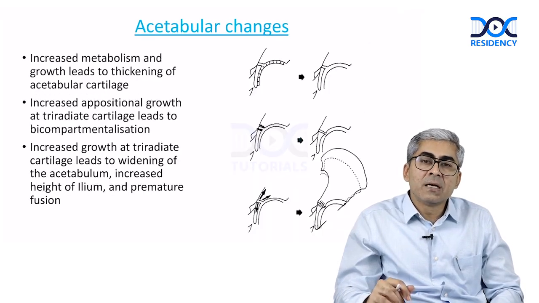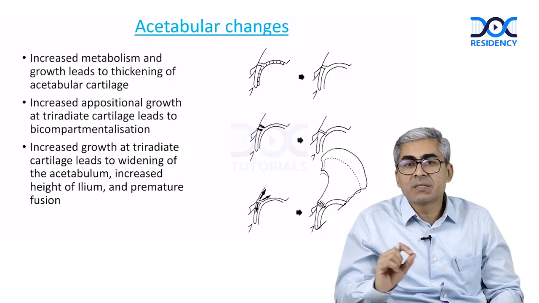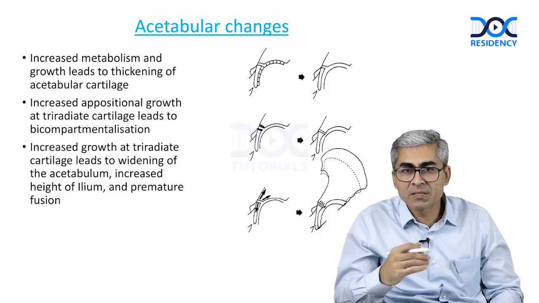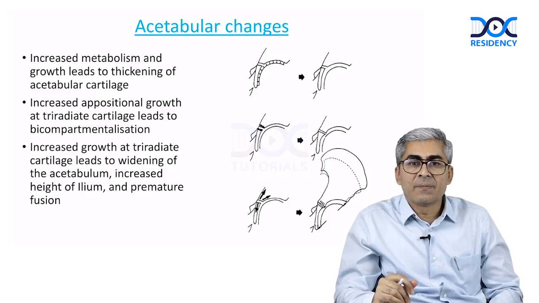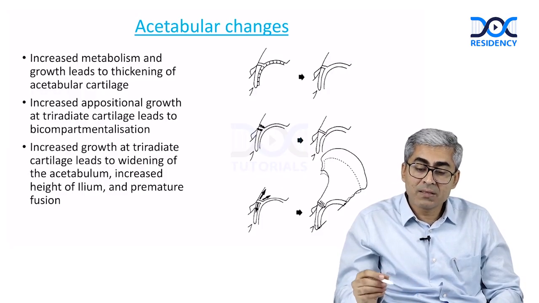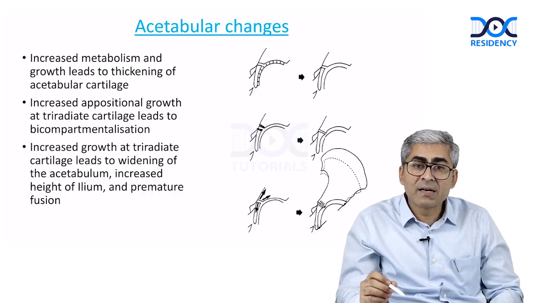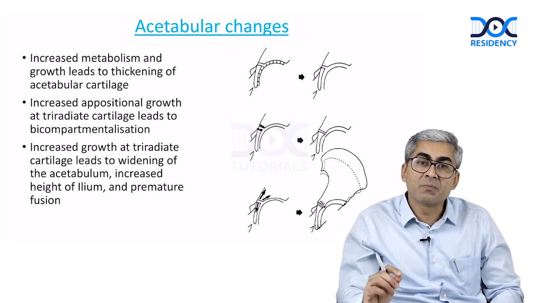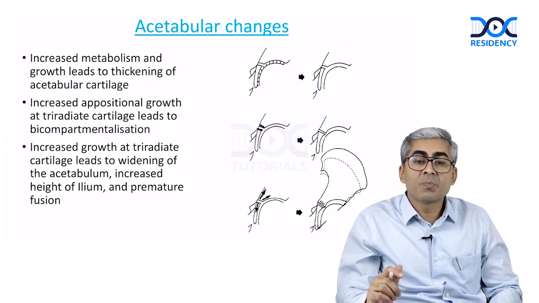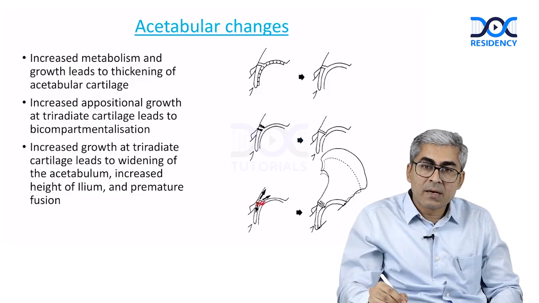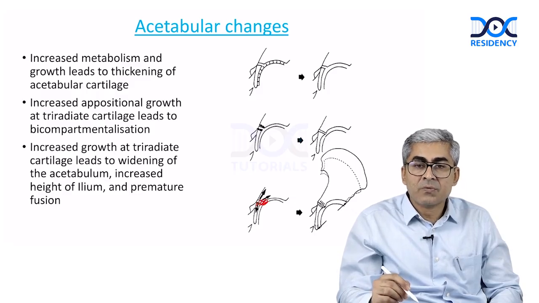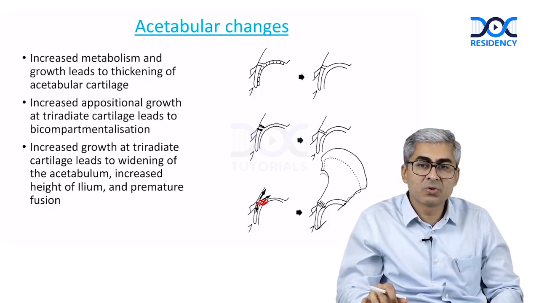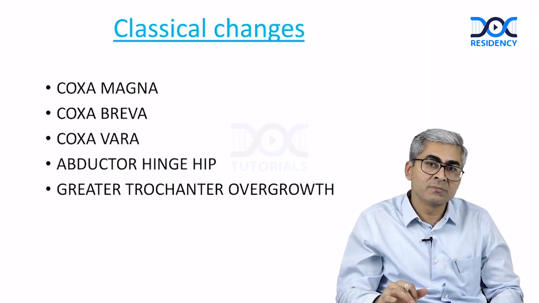And we know that the acetabular changes also happen even though the head is the avascular one, because these are all reactionary changes, what we call. It leads to bicompartmentalization of the triradiate cartilage, and sometimes the acetabulum becomes more steep and dysplastic, and there is also premature fusion of the triradiate cartilage. So it gets fused very early. These are the three changes which we see on the acetabulum side, and you should make a note of it.